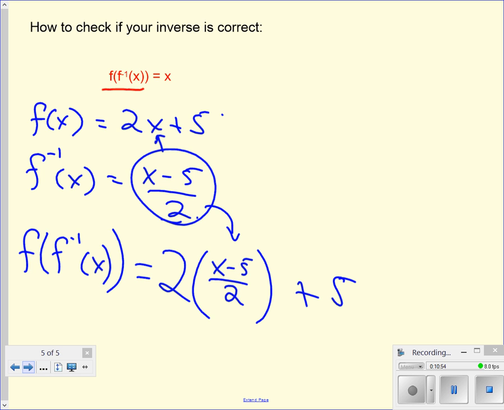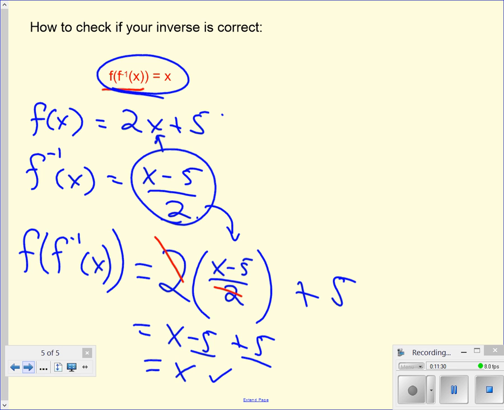So, looking at it straight off the bat, 2 and 2 will cancel out. So I'm left with x minus 5 plus 5. Well, hey, negative 5 plus 5. I'm left with x, and that satisfies the conditions for my inverse function, so I know that's correct. So we've checked it two ways. We checked it by graphing, so it intersects along the y equals x line, and now we've also checked it algebraically by subbing it in using the f of f minus 1 of x equals x formula. So that's the inverse function, or at least an introduction to it, and some of its properties.